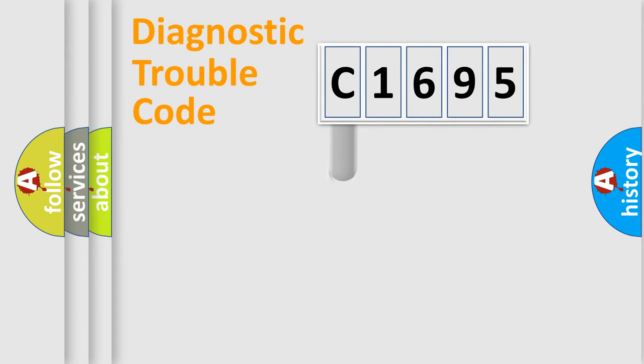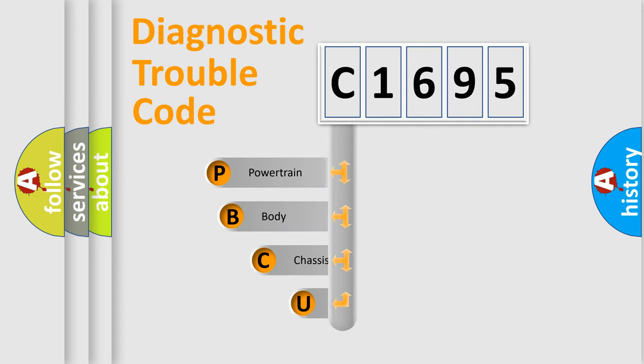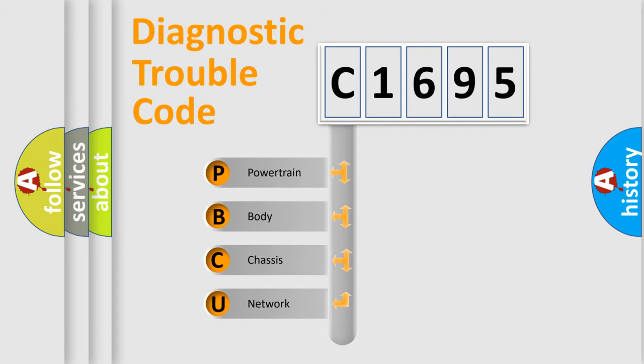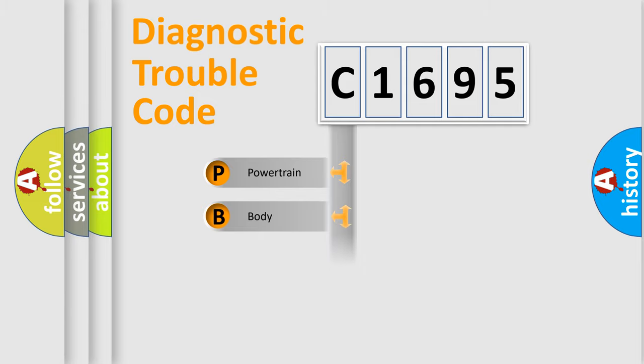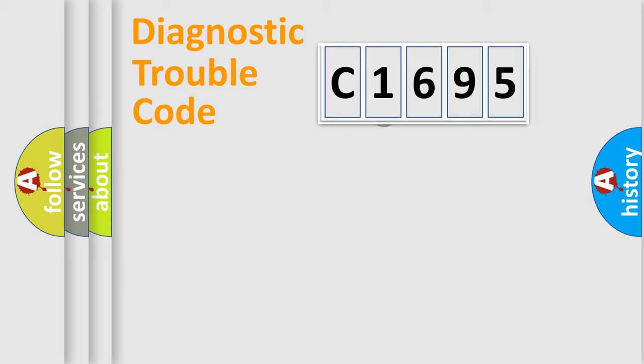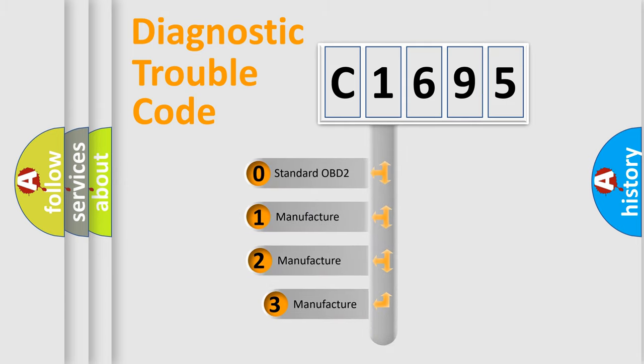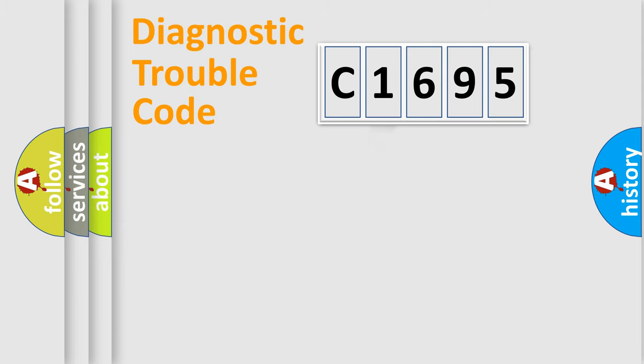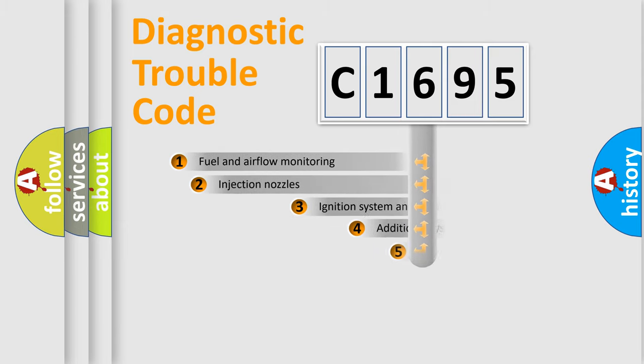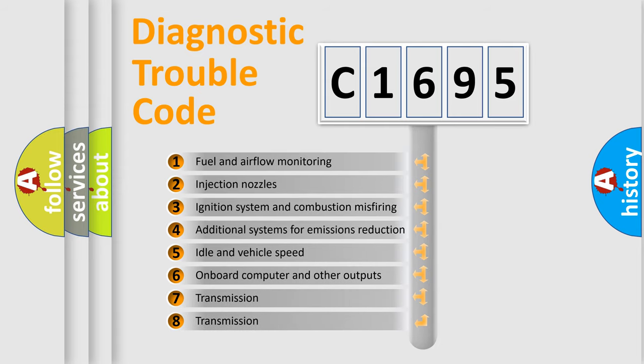Let's do this. First, let's look at the history of diagnostic fault code composition according to the OBD2 protocol, which is unified for all automakers since 2000. We divide the electric system of an automobile into the four basic units: powertrain, body, chassis, network. This distribution is defined in the first character of the code. If the second character is zero, it is a standardized error. In the case of the numbers 1, 2, 3, it is a manufacturer-specific error.